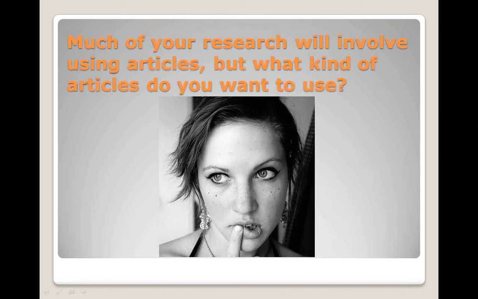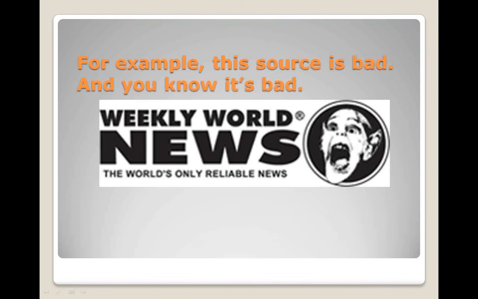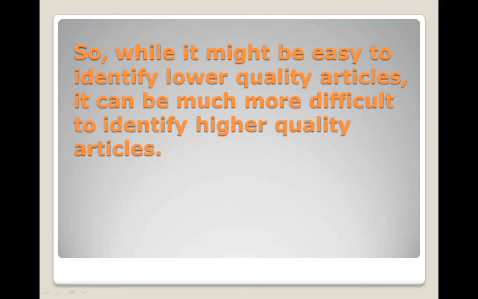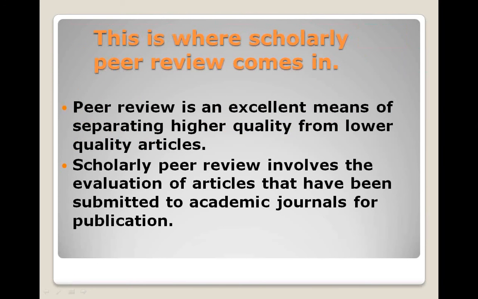Much of your research will involve using articles, but what kind of articles do you want to use? For example, this source is bad, and you know it's bad. So while it might be easy to identify lower quality articles, it can be much more difficult to identify higher quality articles. This is where scholarly peer review comes in. Peer review is an excellent means of separating higher quality from lower quality articles.